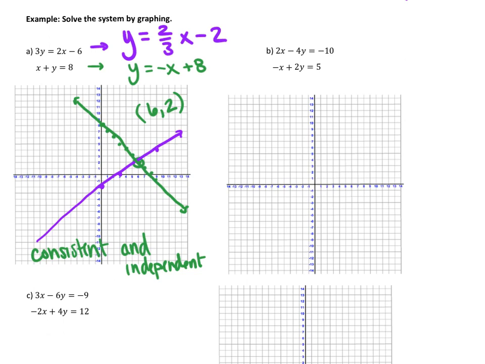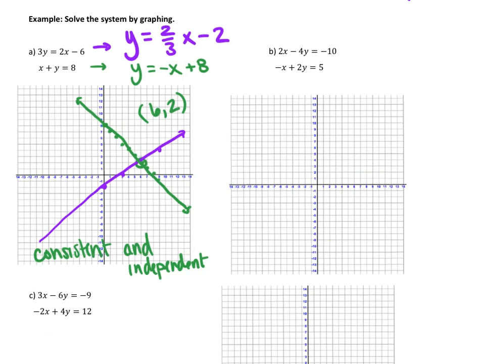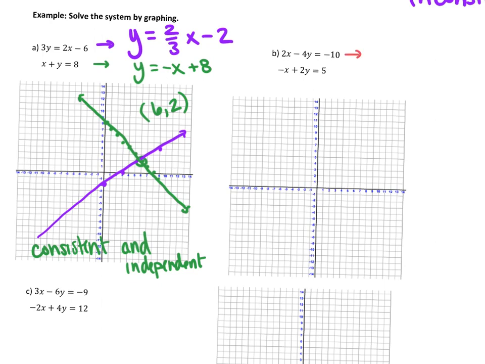Again, I want to get y by itself. So to get y by itself, I'm going to subtract off the 2x. So I get -4y is equal to -2x minus 10. Divide everything by -4. So I get y is equal to 1/2 x, right?